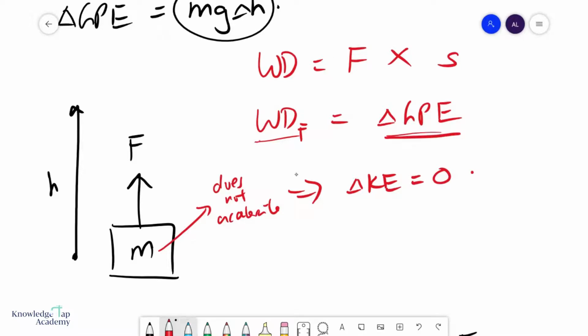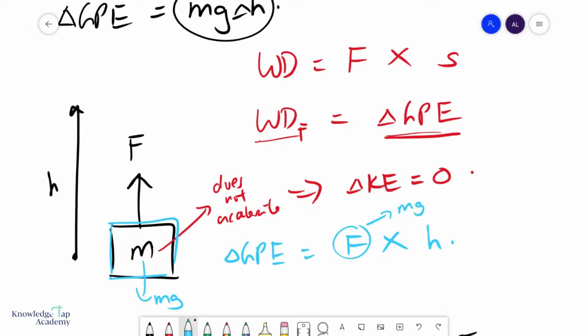So now we can say that the change in GPE is the work done by the force F, which is F times h. But to ensure that it does not accelerate, this mass has to be in equilibrium. And so we know that there's a weight of the mass, mg. And so if this mass is in equilibrium, then F has to equal mg. And so therefore the change in GPE is just mg times the change in height.